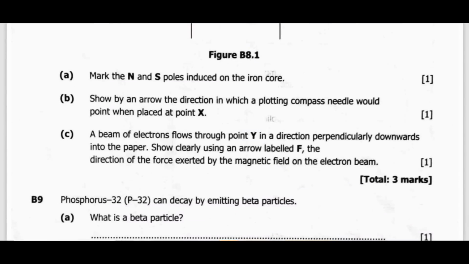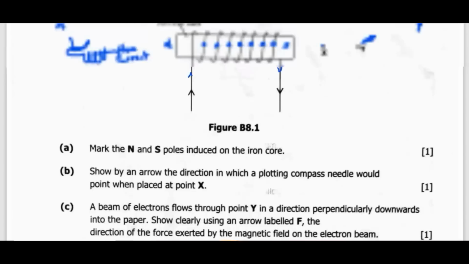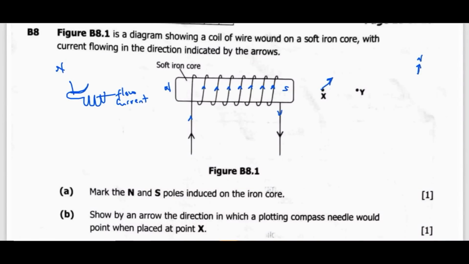A beam of electrons flows through point Y in the direction perpendicular, downwards into the paper. Show clearly, using an arrow labeled F, the direction of the force exerted by the magnetic field on the electron beam. So we want to know exactly where. To answer this question, you can use Fleming's right-hand rule. It will help us to find the direction.